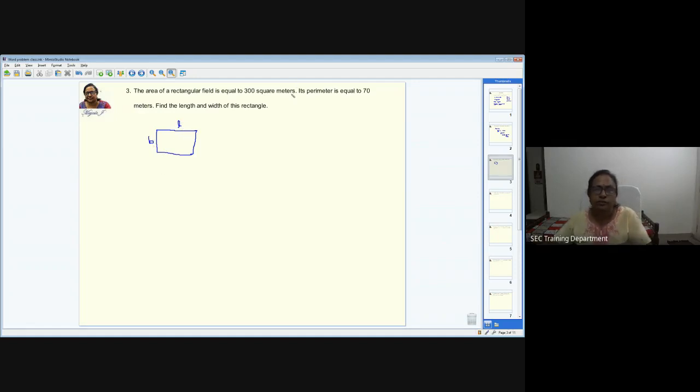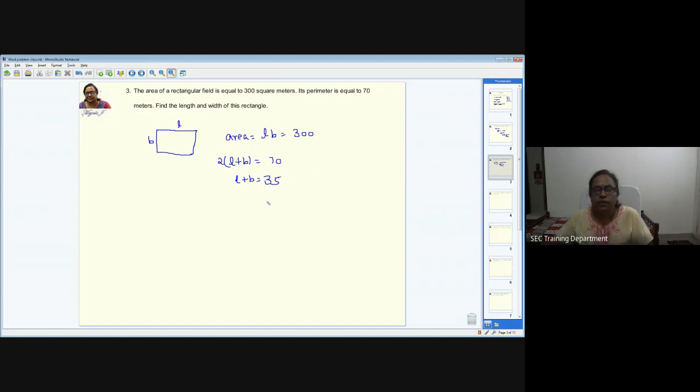So here what we do is, given that the area is 300, what is the area formula? The area of a rectangle is length into breadth, which is equal to 300. And if the perimeter is given as 70 meters, when I say perimeter, it is nothing but all the sides added. So it's like 2L and 2B. Therefore 2 times (L plus B) equals 70, or we can say L plus B equals 35 because this 2 will come here.